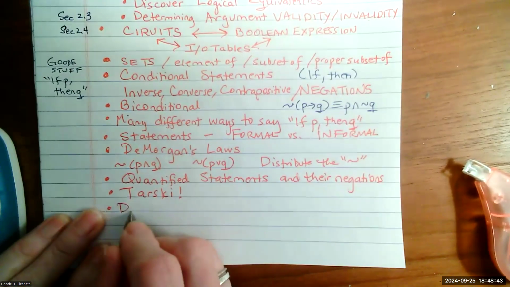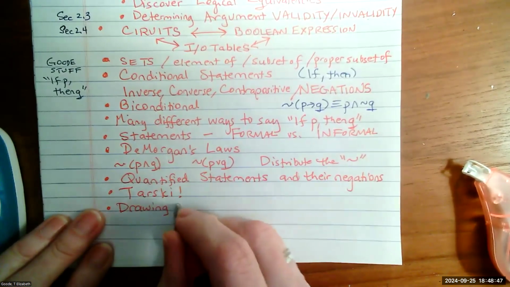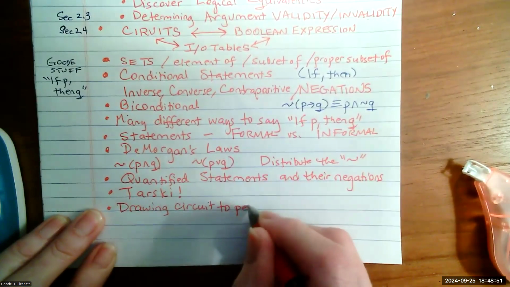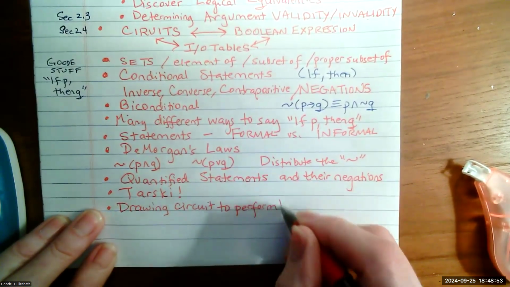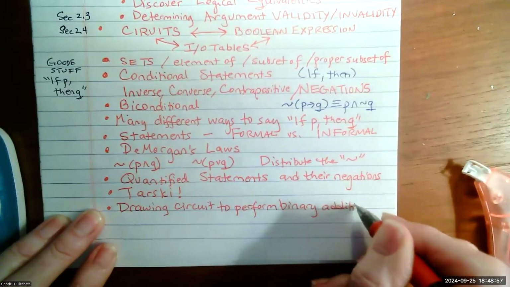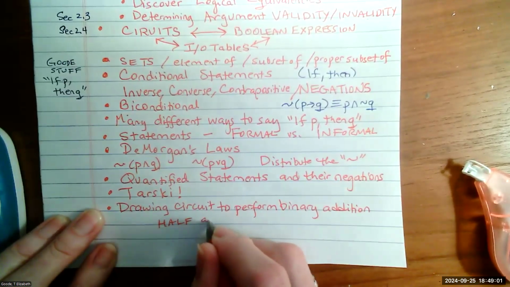Then the last thing that I'm thinking of is drawing a circuit to perform binary addition using half and full adders.